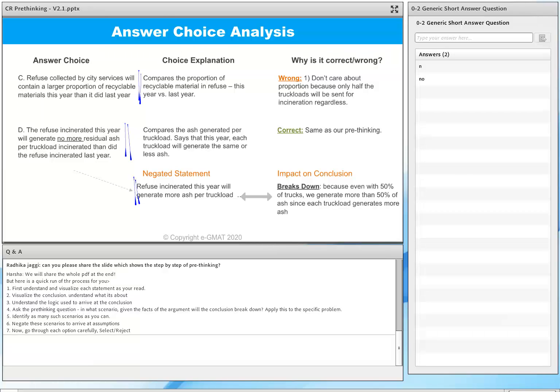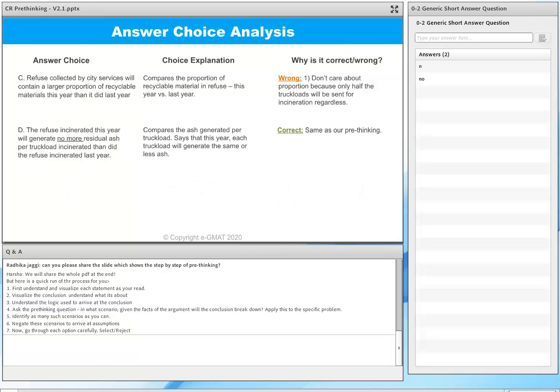The negated statement is: refuse incinerated this year per truckload will generate more ash. And if that's the case, then I can't really say with 100% confidence that the total amount of ash generated will be half of what it was last year. My conclusion breaks down. This is my must be true.